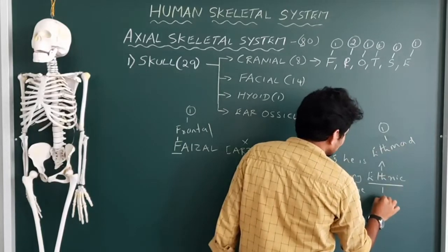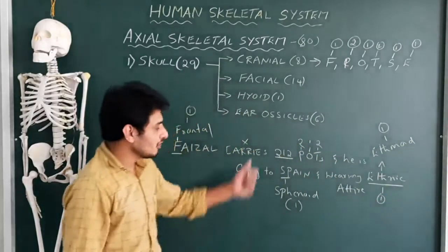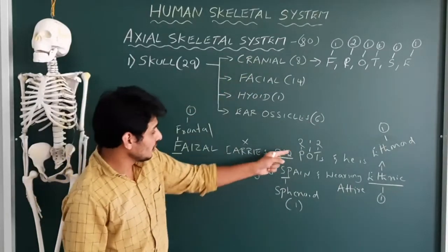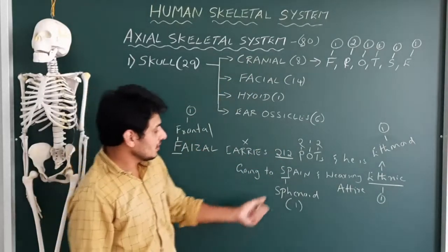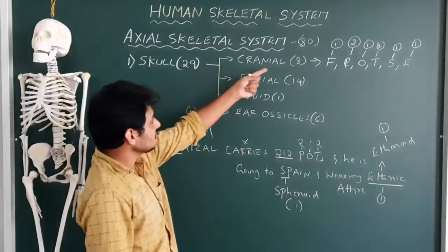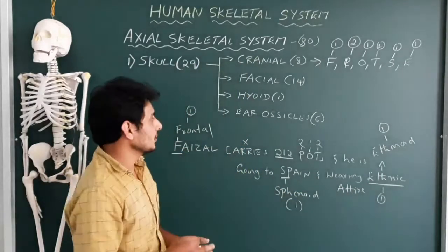How many ethmoid bones? Only 1. Done. So if you count it, you get the value: 2 parietal, 2 temporal, frontal 1, sphenoid 1, ethmoid 1. Total, it makes 8 cranial bones. Easy.